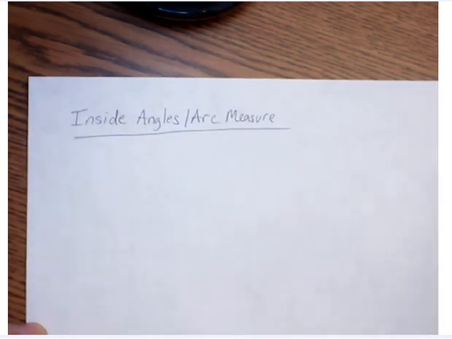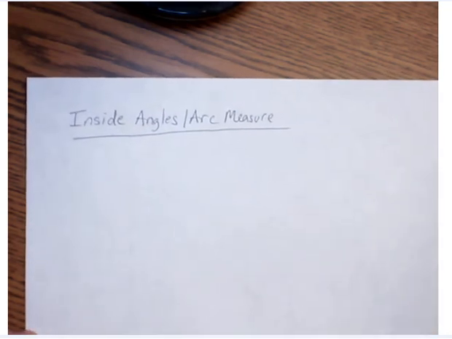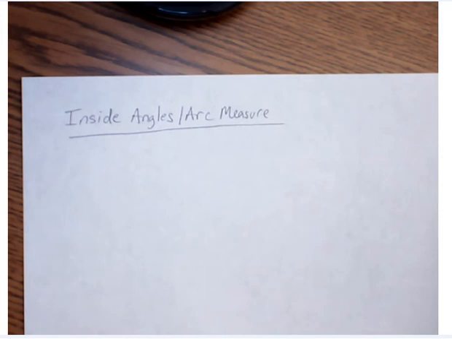And by the way, your geometry joke for the day: what do you call an insect that's not feeling well? And the answer is a secant. S-E-C-A-N-T, sick ant, haha.